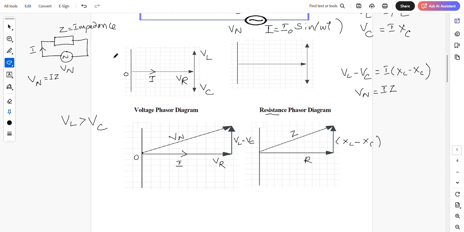Now let us see the voltage phasor diagram. From here, what can I write? Here I can write the net voltage. Net voltage is given by Vn is equal to, I can use Pythagoras theorem. Vn is equal to what?